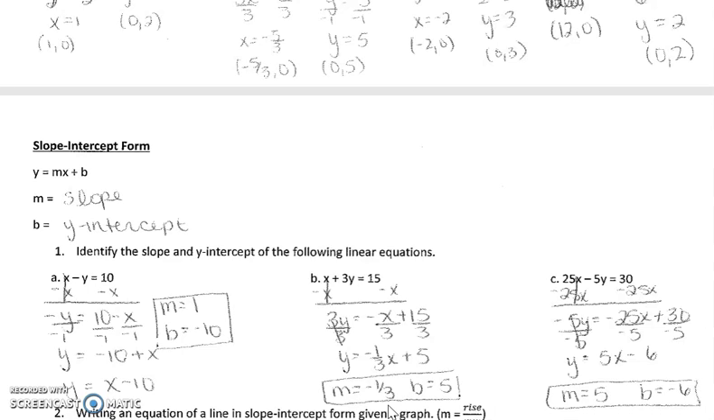Again, I want you to notice on your slope that it is not including the x. The x is a variable. The x is not part of your slope. So your slope is just a number, -1/3. Letter C. You're going to subtract your 25x. So -25x plus 30. Then you're going to divide by -5. So -25 divided by -5 is +5. And 30 divided by -5 is -6. So 5 is your slope and -6 is your y-intercept. Okay?